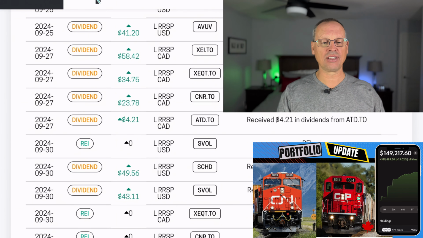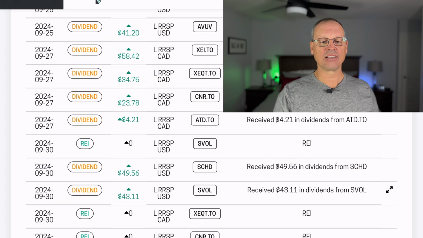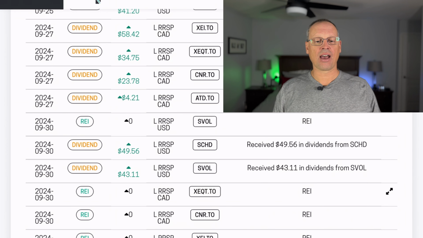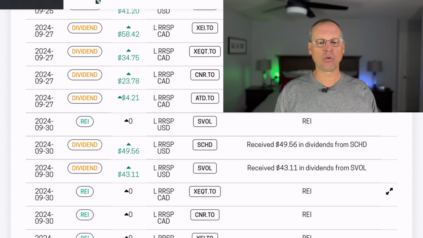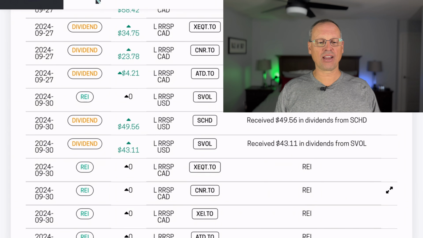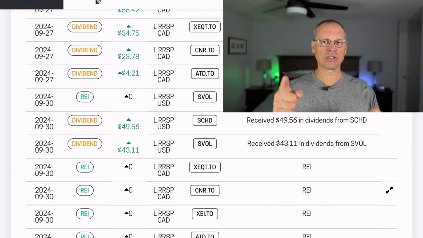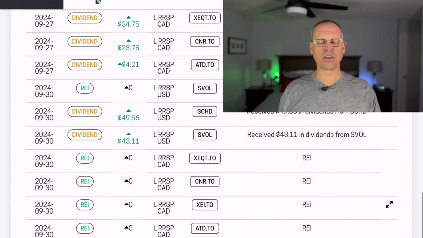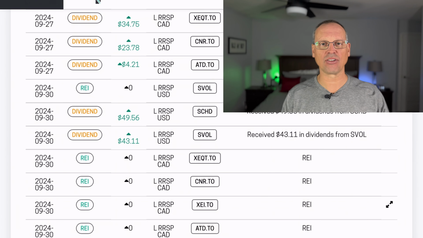And I do hold it in these other accounts. So once again, CNR paid out $23.78, reinvested. ATD, Alimentation Couche-Tard, paid out $4.21, also reinvested. SCHD, that paid out $49.56. There's some big news with SCHD if you hold it, and I'm going to be doing a video on it, so stand by for that. 43.11 from SVOL, and again, all of this reinvested right back into all this stuff.